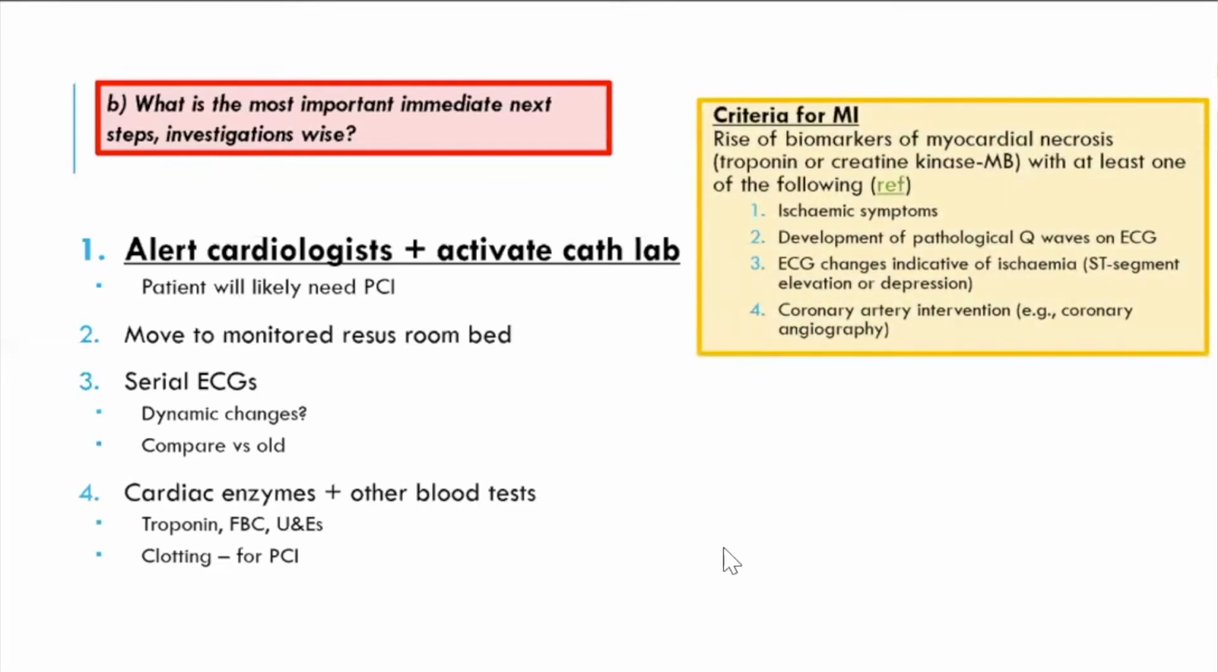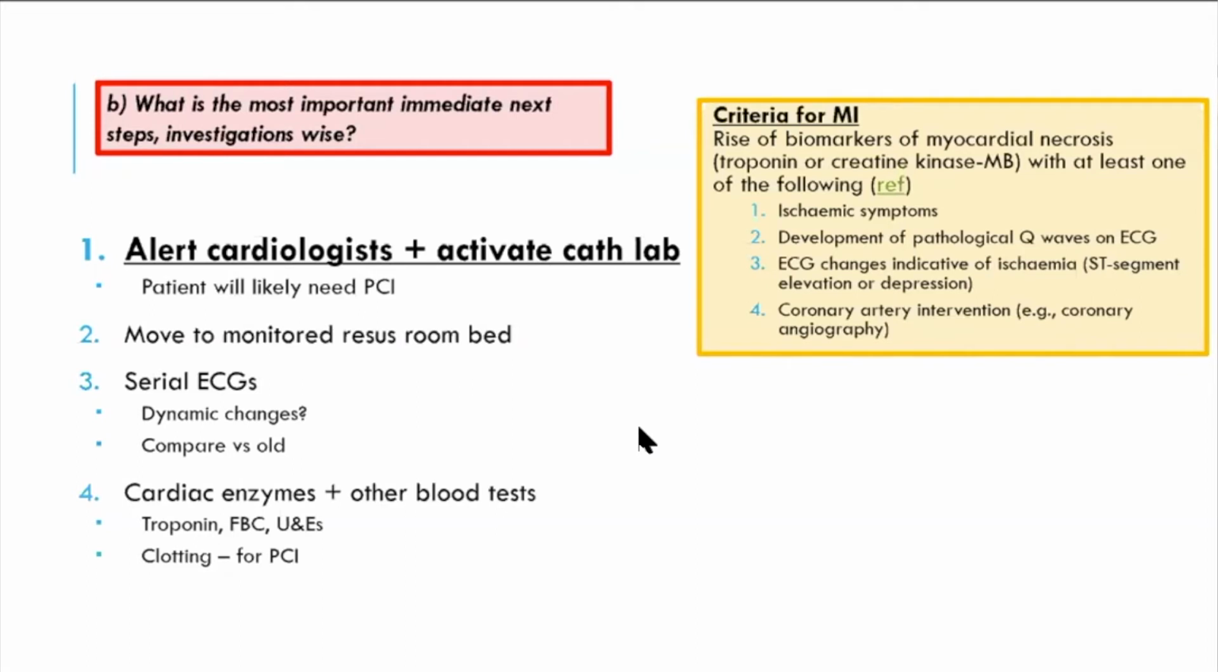This you can read more in your own time, but you know the concept. So the criteria for MI essentially is a combination of a rise in troponin, or some places use creatine kinase MB, with at least one of the following, which is ischemic symptoms, which we have here. Development of pathological Q waves, which tends to show old MIs. We probably don't have time to go into it, and I haven't put it into my presentation, but if you guys are unsure, you can email me about Q waves.